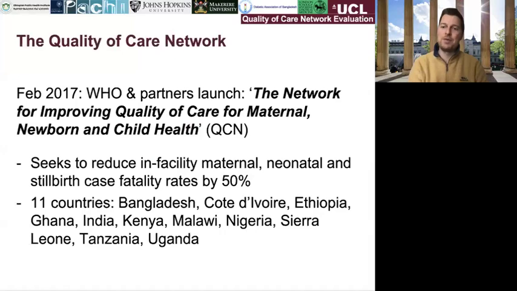Okay, so the Quality of Care Network was launched in 2017 and seeks to halve maternal, neonatal, and stillbirth case fatality rates. The network currently has 11 countries in Africa and South Asia. That's Bangladesh, Cote d'Ivoire, Ethiopia, Ghana, India, Kenya, Malawi, Nigeria, Sierra Leone, Tanzania, and Uganda. Our evaluation is of the first phase of the network from 2017 to 2023, including iterative mixed methods data collection and analysis from 2019 to 2022, and our papers were published from mid-2023 up until a few weeks ago.